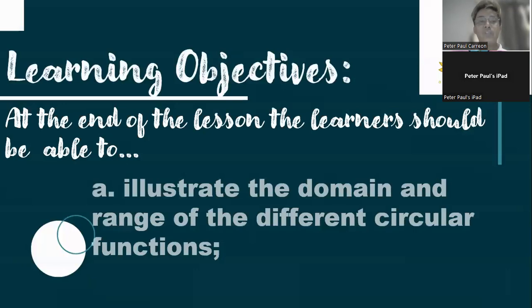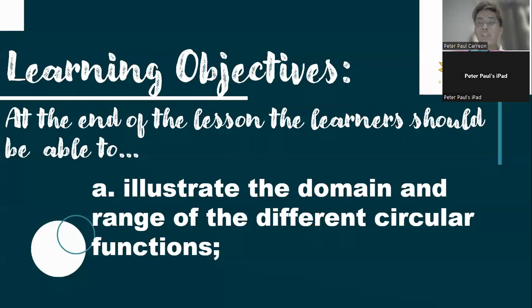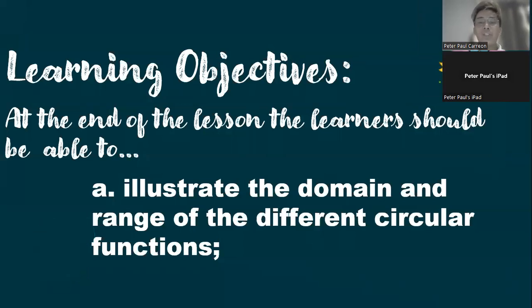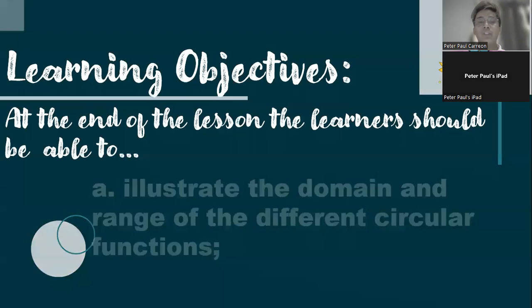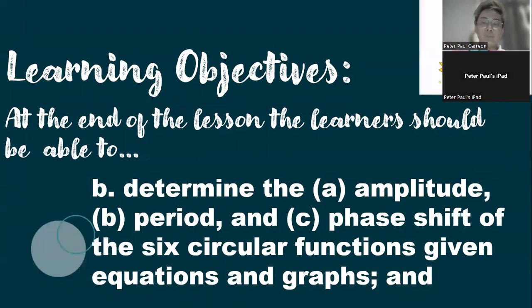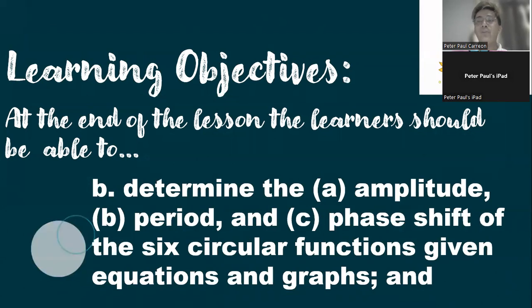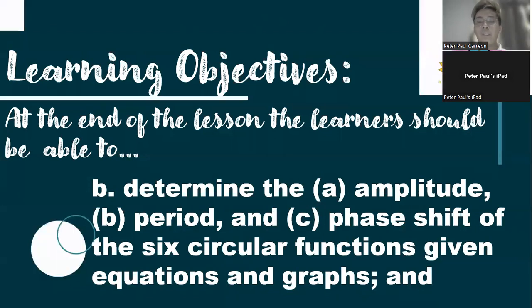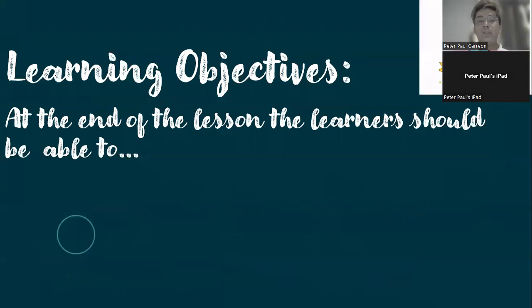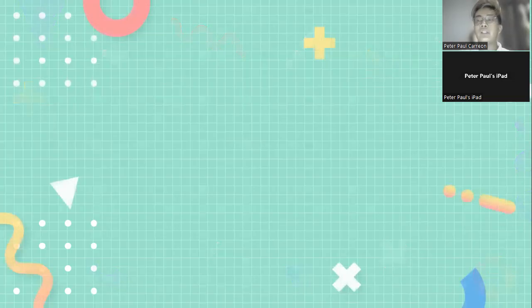So tapos na tayo dun sa first learning objective natin, dun sa naunang video lesson. Na-discuss na natin yung domain, range, at saka yung graph ng 6 different circular functions natin. Magpo-proceed tayo dito sa second objective natin. This time, i-define naman natin yung amplitude, tsaka yung period, at paano ba tayo gumawa ng interpretation ng phase shift. And then, later, magpo-proceed tayo sa ating third objective. That is another video lesson.